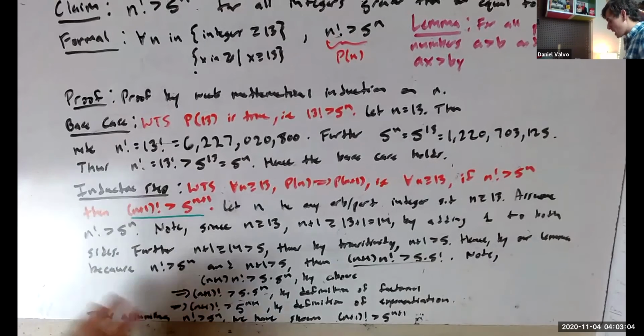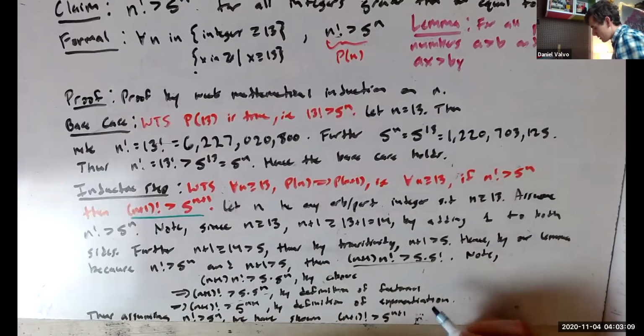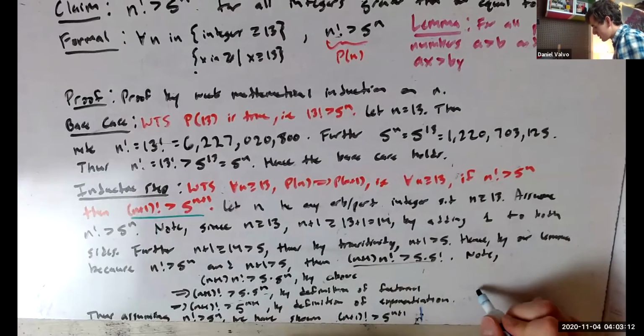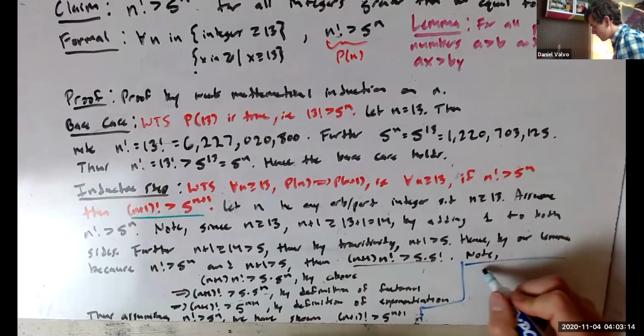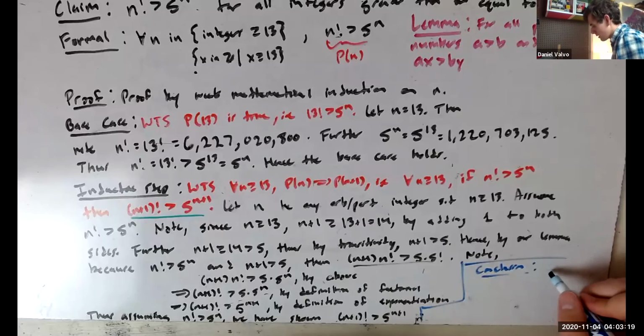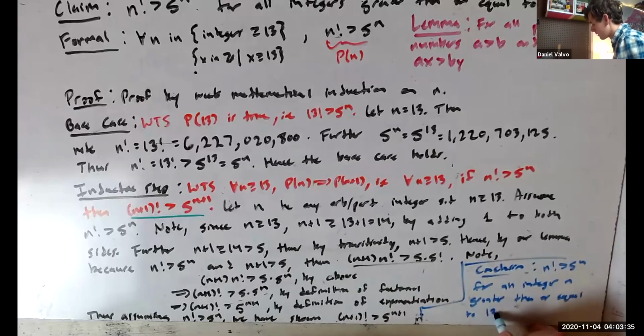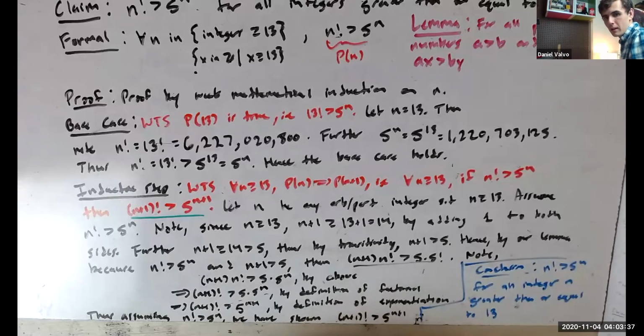And so here's the part, I'll just put the conclusion down here in blue. This is normally where you have the conclusion. n factorial is greater than 5 to the n for all integer n greater than or equal to 13. Any questions?